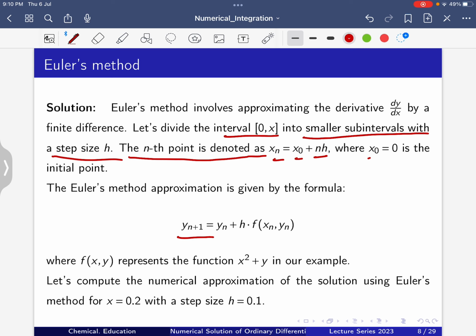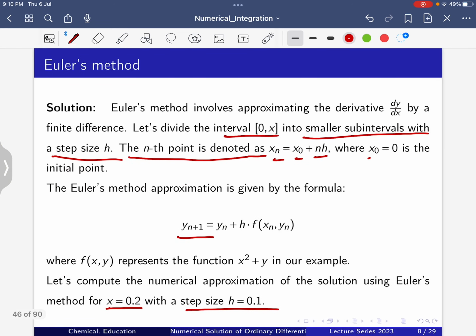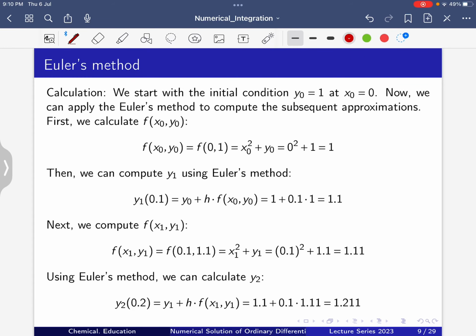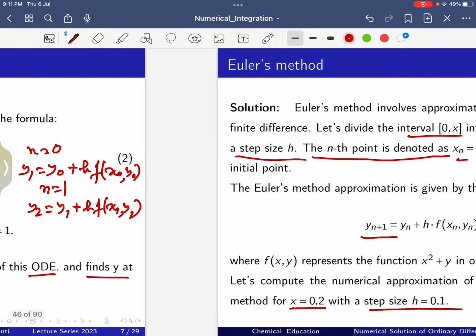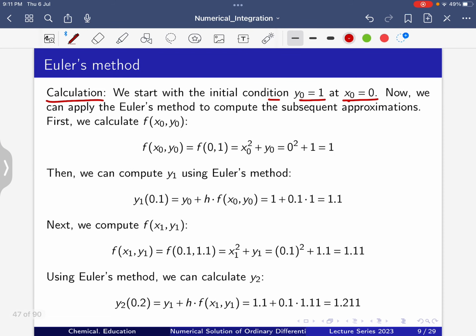Let's compute the numerical approximation of the solution using Euler method for x = 0.2 with step size 0.1. Earlier I said we want y at 0.1 as well as 0.2. Now how to solve? Now the calculation part. We start with the initial condition y0 = 1 and x0 = 0. Using that we calculate f(x0, y0), which is x0² + y0, so that is 1.